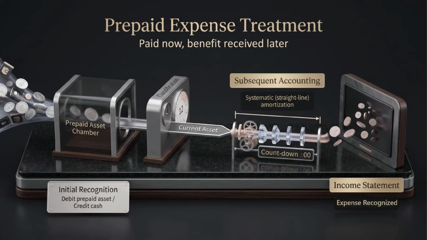Now let us discuss prepaid expenses. A prepaid expense arises when cash is paid before the related benefit is consumed. The initial entry is usually simple: debit the prepaid asset and credit cash or payable. The asset is classified as current when the benefit will be received within the normal current period, generally 12 months from the balance sheet date. Then the cost is amortized systematically as the benefit is received.